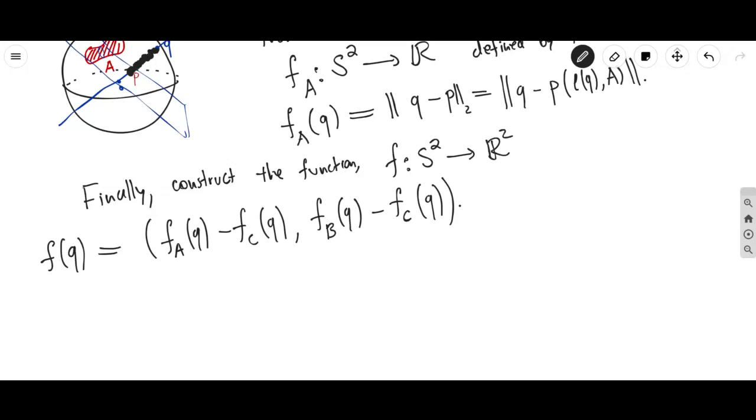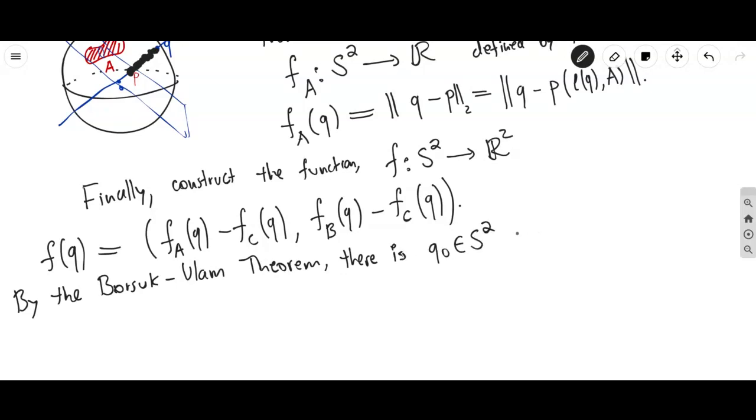And by the Borsuk-Ulam theorem, there is a point, it's called Q0 on S2, so that f of Q0 is equal to f of minus Q0. Sorry about that. I meant to say these have to be antipodal points. F of minus Q0.